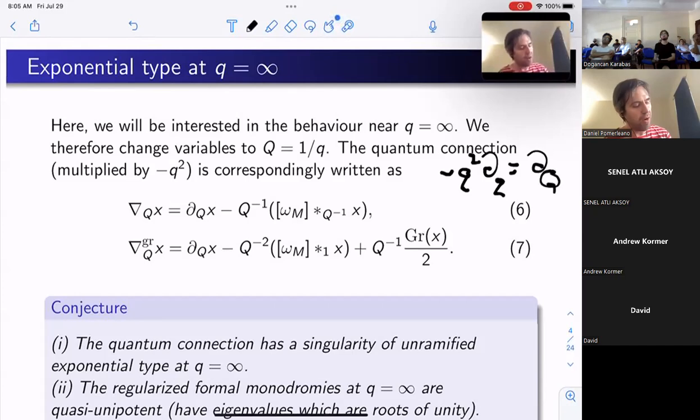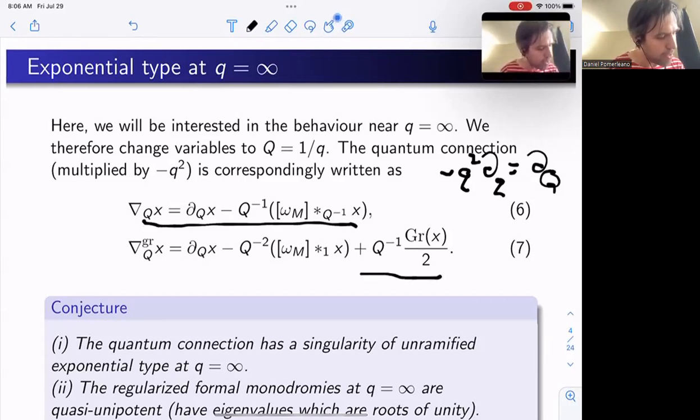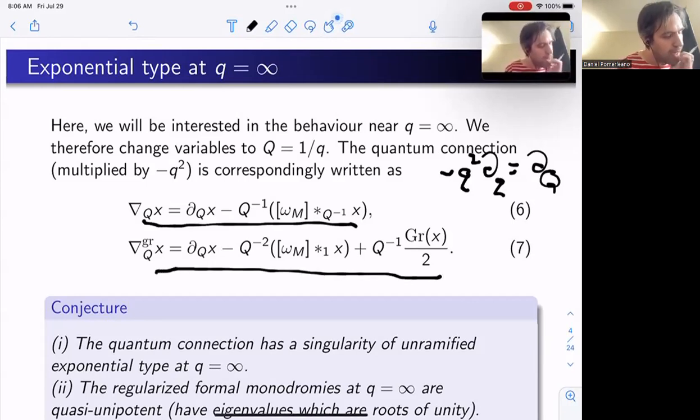So we take our quantum connection and multiply it by minus q squared. In the first form, the form that I gave you originally, it translates to this one here. And then in the more transparent form, it translates to this one. And so this one you can see has a pole now of order 2.